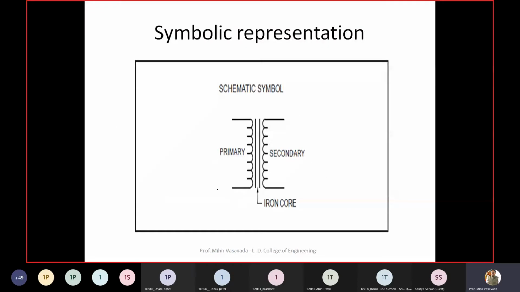This is the symbolic representation we use to draw the transformer. If you want to represent a transformer in your notebook, you can draw like this. This is the primary winding represented symbolically. This is the secondary winding represented symbolically, and these two lines show the core, the iron core, as a symbol. So when you are representing a transformer, you can draw it symbolically.